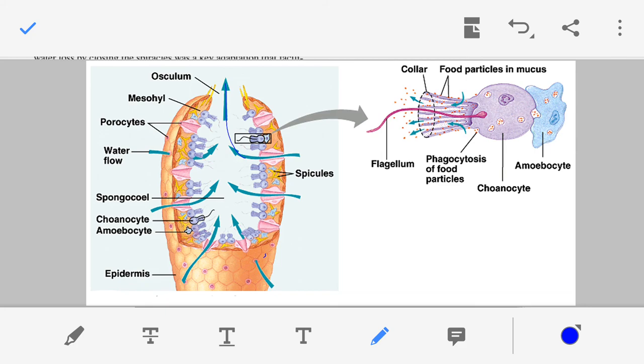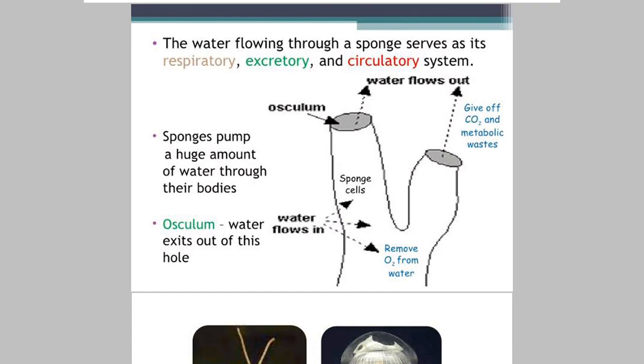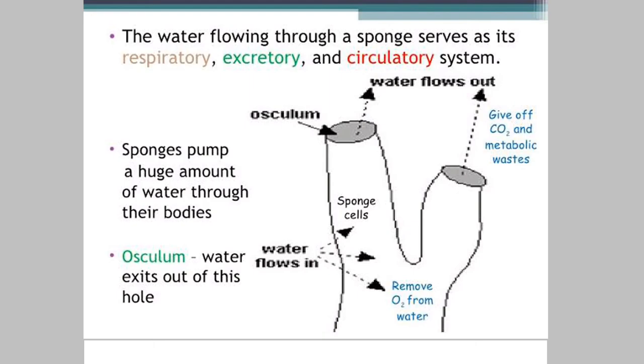So when water leaves the body from the osculum, all the body cells are releasing CO2 in this water, and at the same time they are also getting the oxygen which is present inside the water. So the oxygen which is present in water is diffusing into the body cell, and from the body cell CO2 is expelled out. So the water which is coming out from the osculum has the waste material and the CO2. So this is the diffusion of O2 and CO2 in sponge. And in this figure, you can see the entire mechanism that I have explained to you.